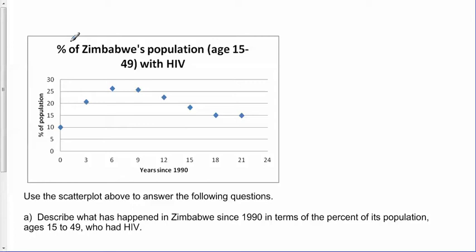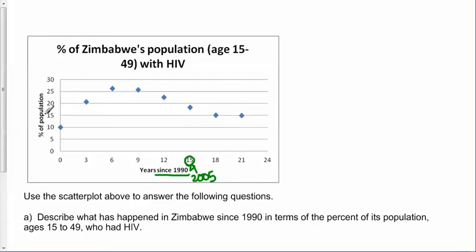to 49 with HIV. Here along the horizontal axis, this is our independent variable, so that's giving me years since 1990. So let's be really careful to pay attention to that years since 1990. So for example, if we were looking at this year 15 right here, 15 wouldn't be the year 15 or the year 2015, it would be 15 years since 1990. 15 years since 1990 would represent the year 2005. So we'll want to be careful when we look at that information there.